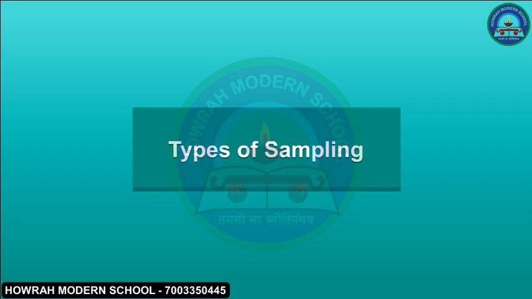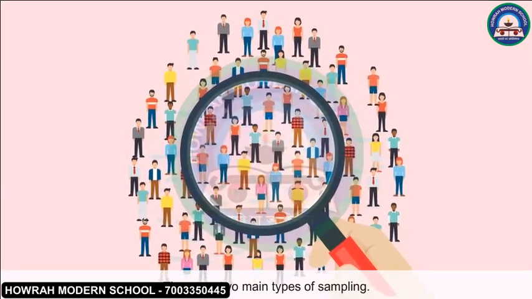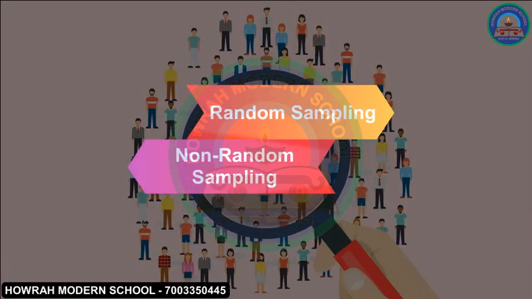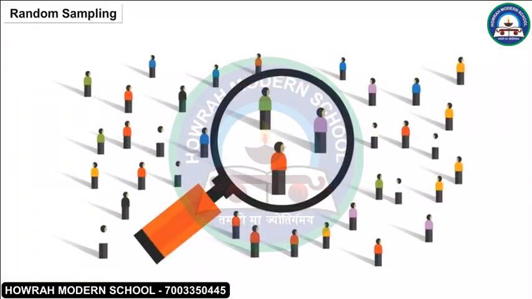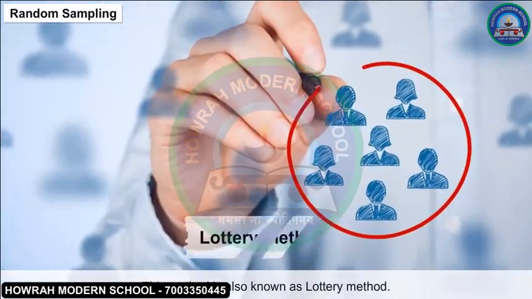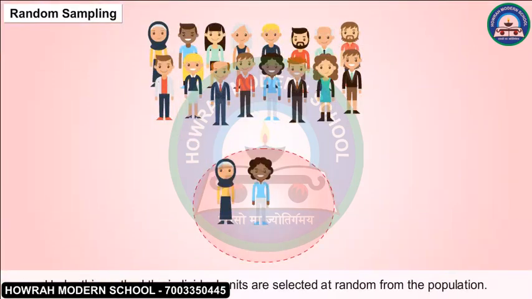Types of sampling. There are two main types of sampling: random sampling and non-random sampling. Random sampling. This method is also known as the lottery method. Under this method, the individual units are selected at random from the population.